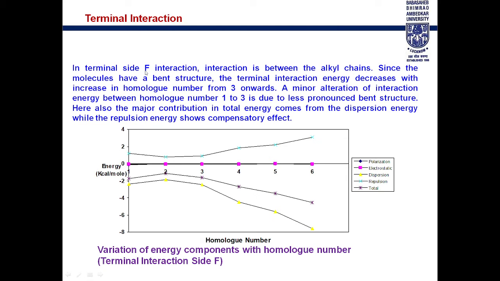In terminal side F, the interaction between alkyl chains in the molecule has a band structure. The terminal interaction decreases with increase in the homologous number from 3 onward. A minor alteration of energy between homologue number 1 to 3 is due to less pronounced band structure. Here also the major contribution to total energy comes from dispersion energy, while the repulsion energy shows a compensatory effect.